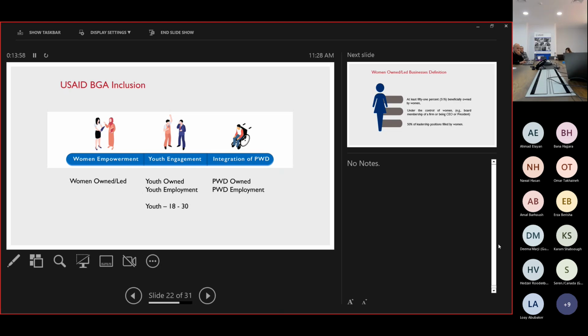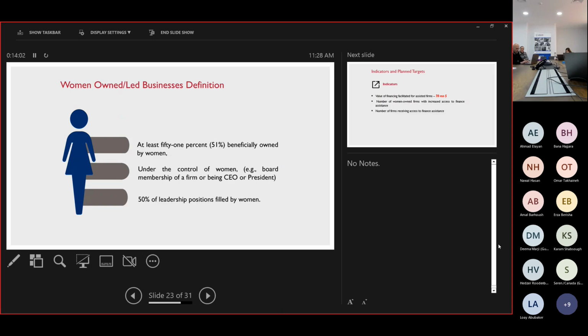For the women-led, we have 3 different categories, and it's good to know that for companies to be considered as women-led, at least one of the presented categories needs to be met. At least 51% to be owned by women. The share here, we mean the share portion.